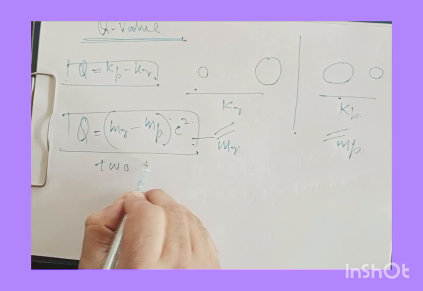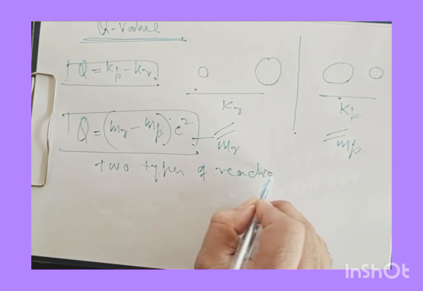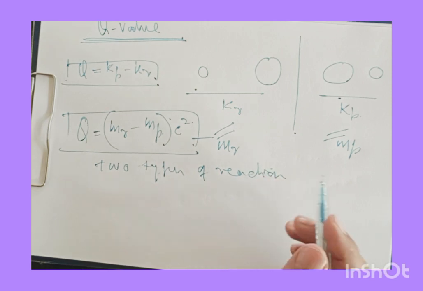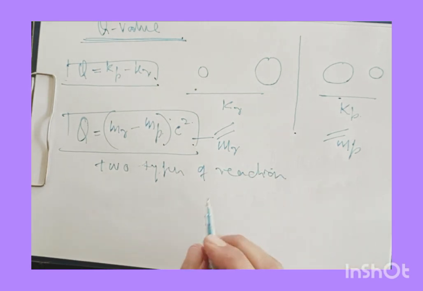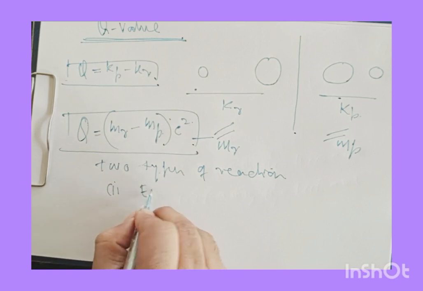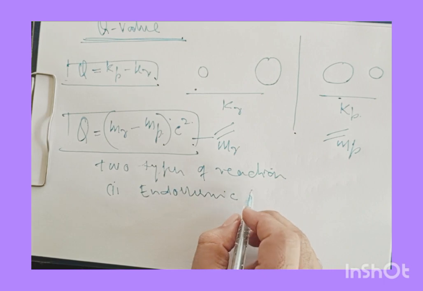Now, based on this Q value, we have two types of reactions. Which reactions? Nuclear reactions. Based on energy exchange, the very first is endothermic nuclear reaction.